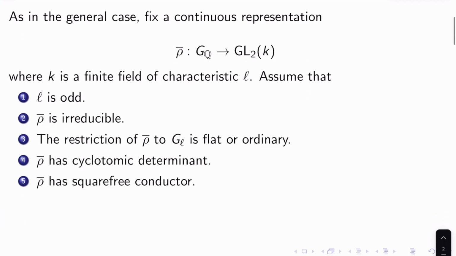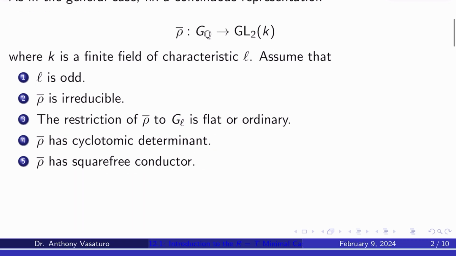The setup, as in the general case, is that we'll fix a continuous representation, rho bar, from the Galois group of Q to GL2 of K, where K is some finite field of characteristic l, an odd prime. We will assume that rho bar is irreducible, that its restriction to the Galois group at l is flat or ordinary, that it has cyclotomic determinant, and that it has square-free conductor.